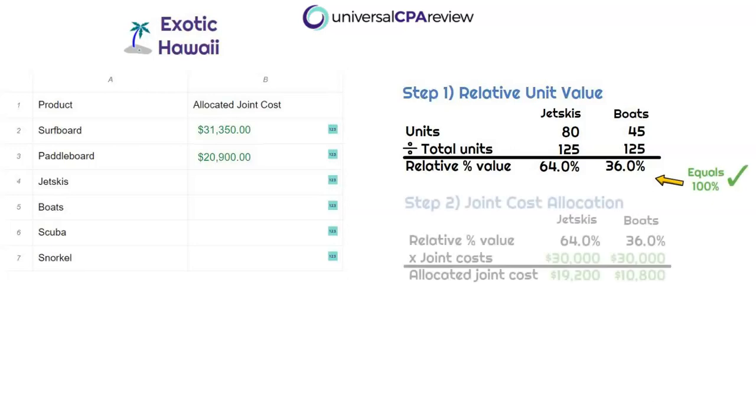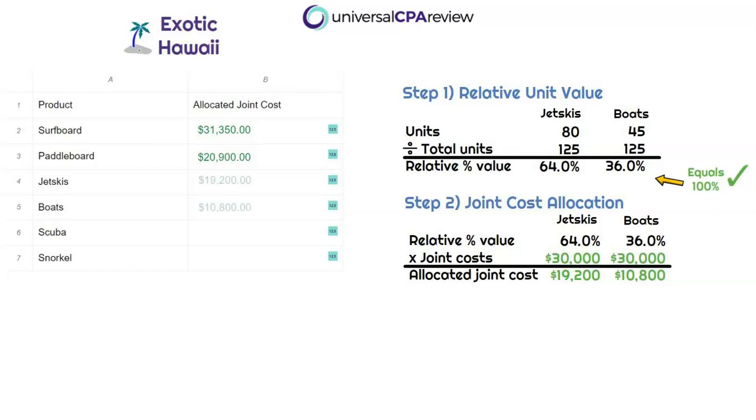Yes, it does. So in step 2, we just take those percentages we just calculated, again, multiply by the joint production cost of $30,000 from the email. So for jet skis, we take 64% times 30,000. That equals an allocated joint cost of $19,200. Same calculation for boats. That gets us to $10,800. So that's what we're going to plug into the simulation. Again, what's our final check? Well, if we add $19,200 plus $10,800, that gets us back to total joint production costs of $30,000 for jet skis and boats, right?